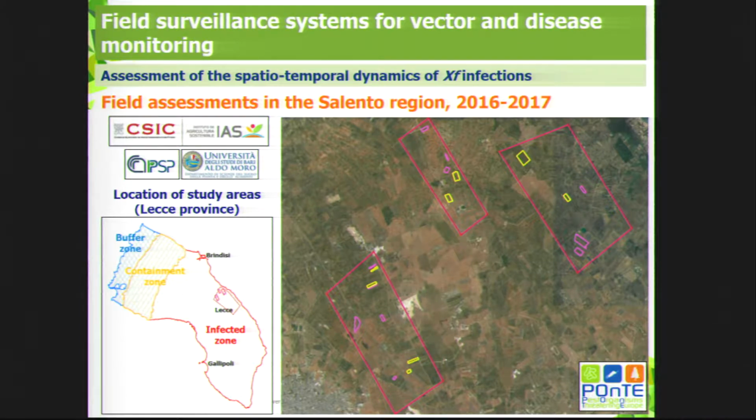Pablo has shown the results from the remote sensing work, and we use the same experimental plots to determine this spatio-temporal distribution. So we use these three areas that were already described in the infected zone, and we select about 16 different plots. 8 of them were monitored almost every 2-3 months, so five times between June 2016 and July 2017.